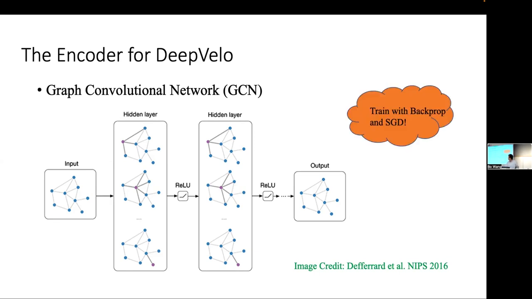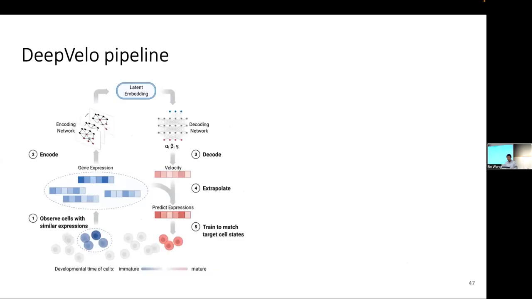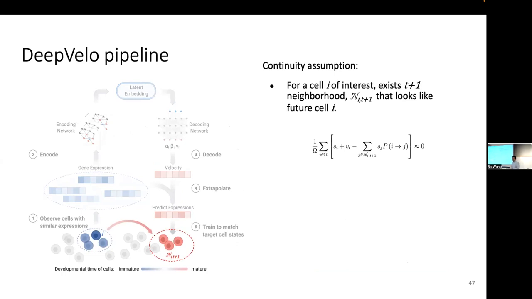And you can use the same old techniques to train your network, such as backpropagation and SGD, to train these GCNs. All right. So now we have the architecture. What is the loss function we want to use to train this neural network?